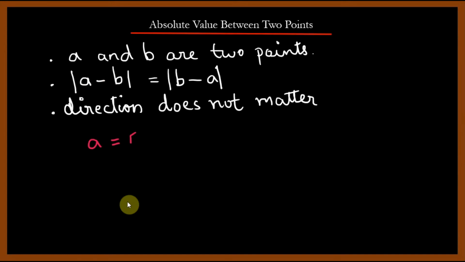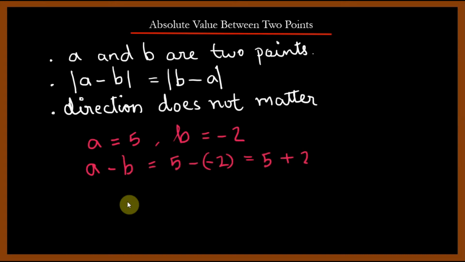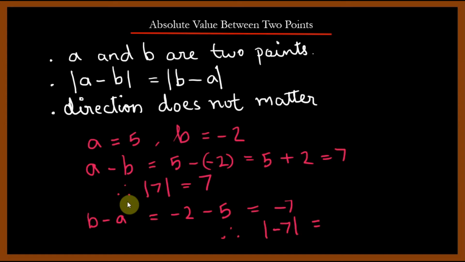For example, if A is 5 and B is -2, then A minus B is 5 minus -2, which is 5 plus 2 equals 7, and the absolute value of 7 is 7. If you perform B minus A, then -2 minus 5, which is -7, and the absolute value of -7 is also 7. Therefore, direction of subtraction does not matter.